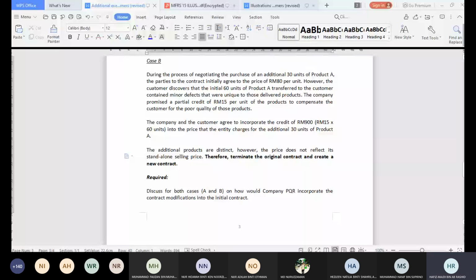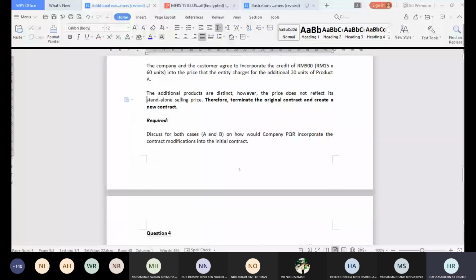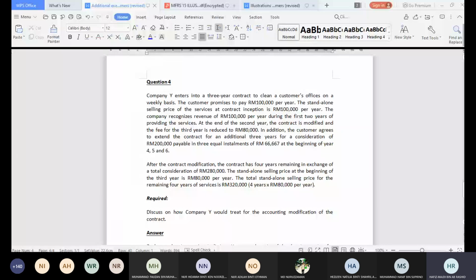Okay, so that is an illustrative example, and this is basically adopted from the illustrative example of MFRS 15. Okay, one more example here. This is with regard to services.